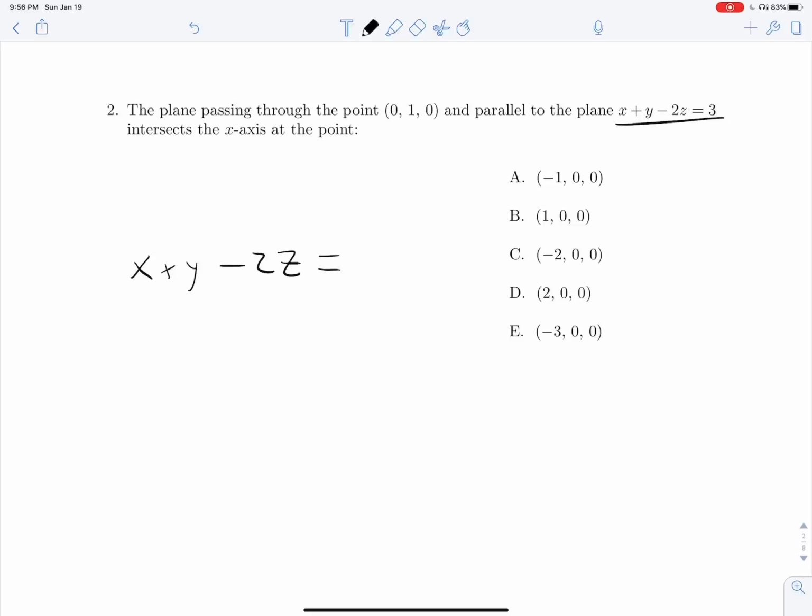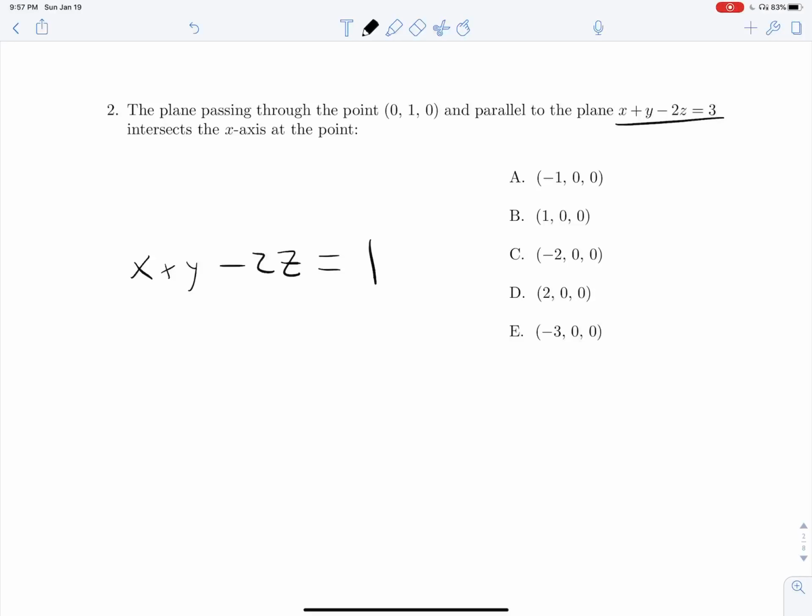And really, you can just think about this as we have two planes that have the same slope in 3 dimensions, but they're just offset from each other by some amount. So we see that we pass through the point 0, 1, 0, so when we plug this in, we see that this must be equal to 1, plugging in 0 for x, 1 for y, 0 for z, and we're looking for where this intersects the x-axis.